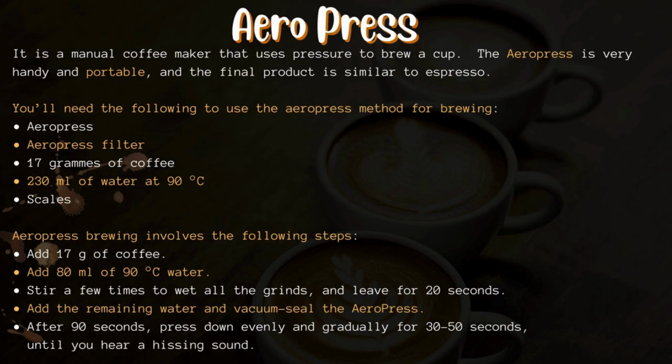AeroPress brewing involves the following steps. Add 17 grams of coffee. Add 80 milliliters of 90 degrees Celsius water. Stir a few times to wet all the grinds, and leave for 20 seconds. Add the remaining water and vacuum seal the AeroPress. After 90 seconds, press down evenly and gradually, for 30 to 50 seconds, until you hear a hissing sound.